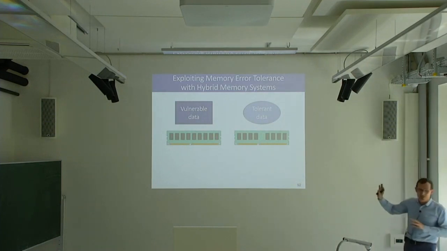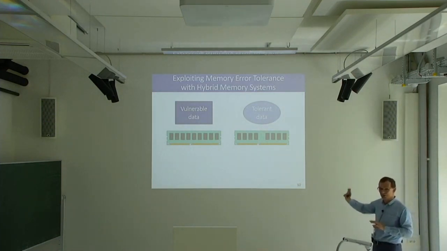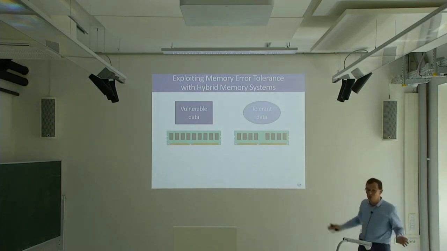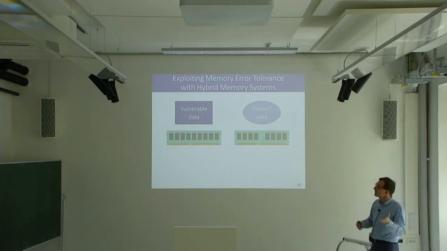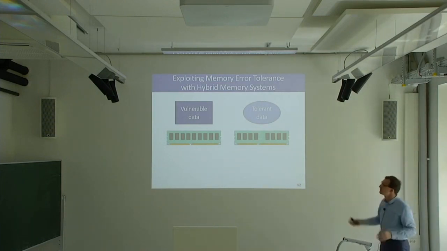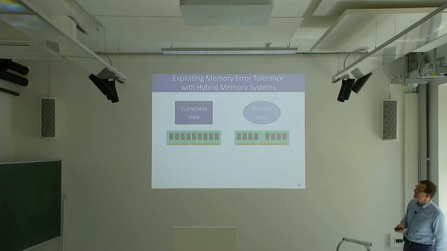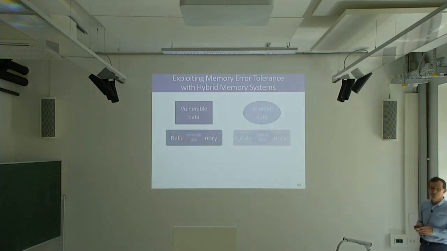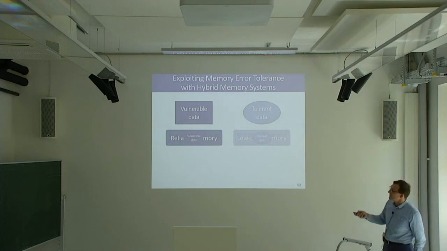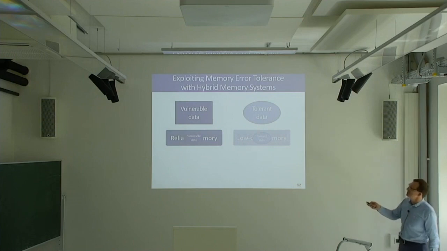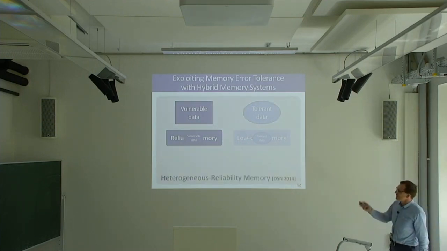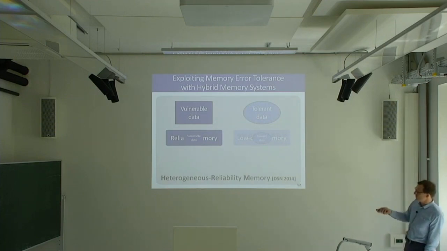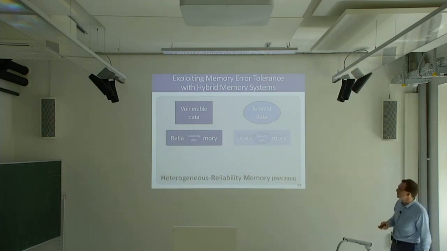And somebody specifies this. I'm not saying this is an easy task, but if somebody can do it, and maybe there needs to be research on how to do this at the higher levels of the stack, including programmers, compilers, and system software. But if somebody identifies this, now you can actually design two different types of memory that can accommodate the needs of this different data. One could be extremely reliable, and one could be not so reliable, low cost. Maybe it gives you some error bounds. And this is called heterogeneous reliability memory. We first talked about the idea in this DSN paper in 2014.